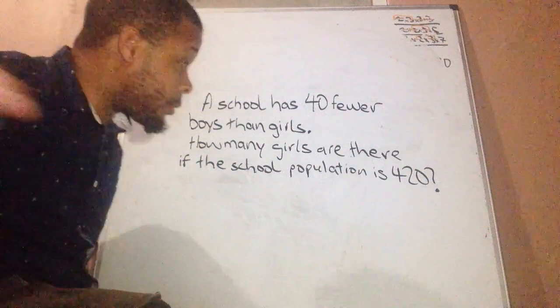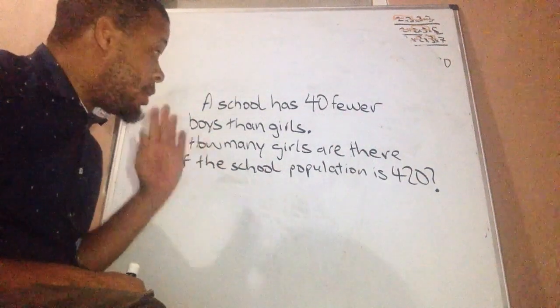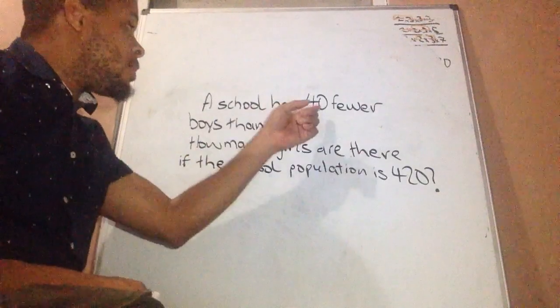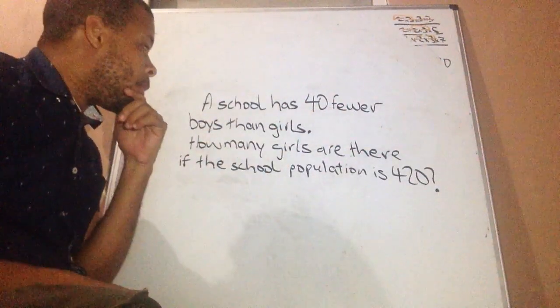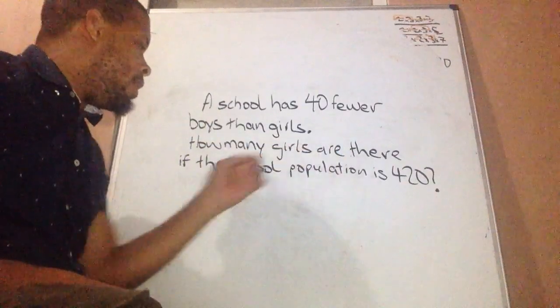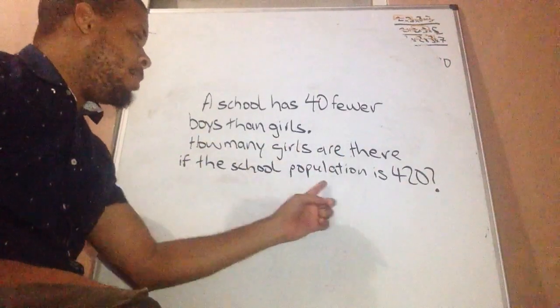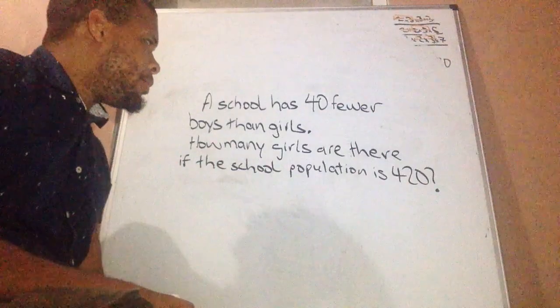Okay, let's see what this is saying. A school has 40 fewer boys than girls. How many girls are there if the school population is 420?